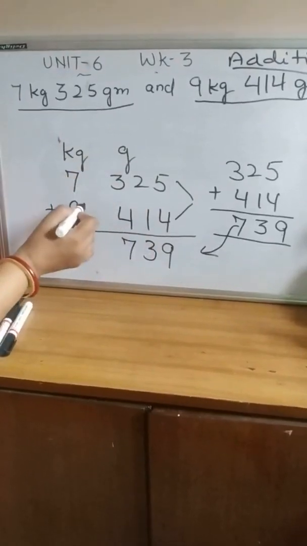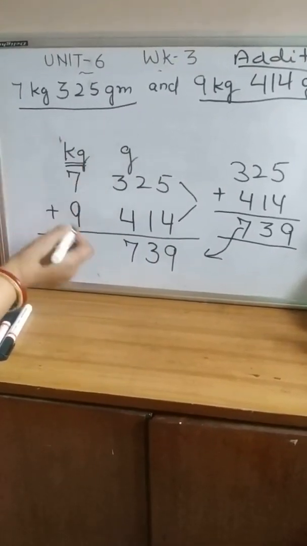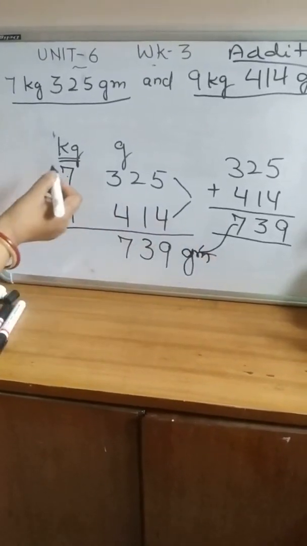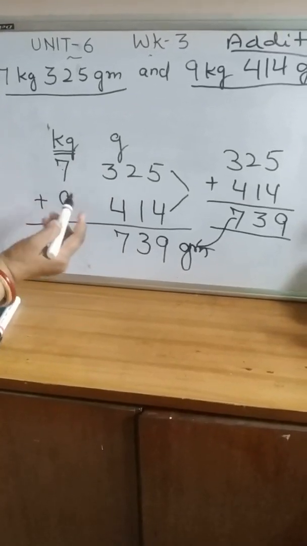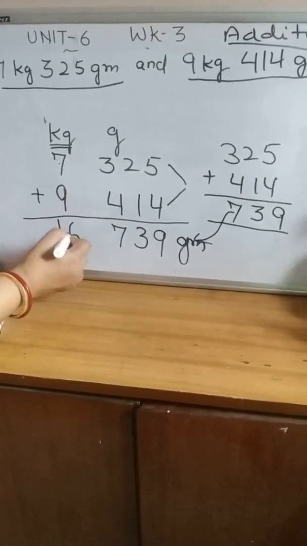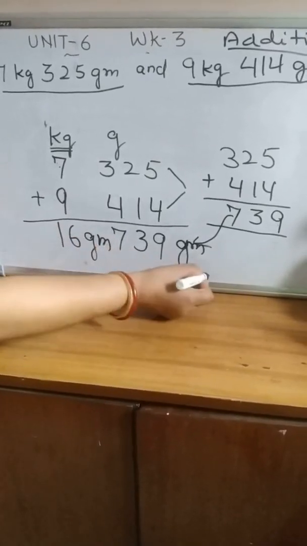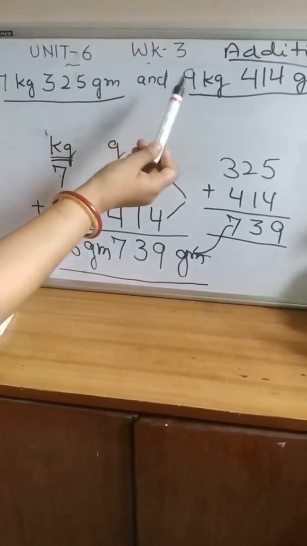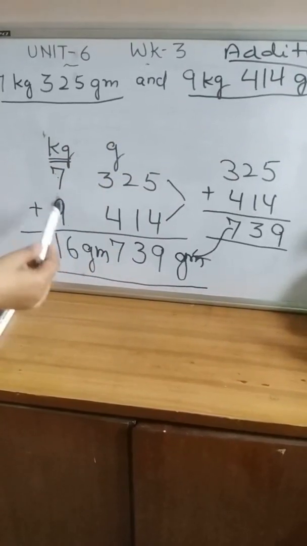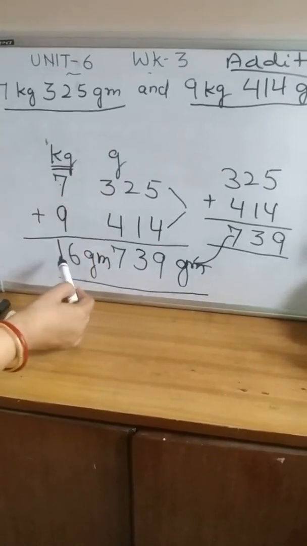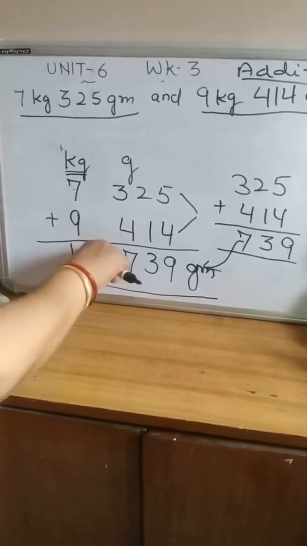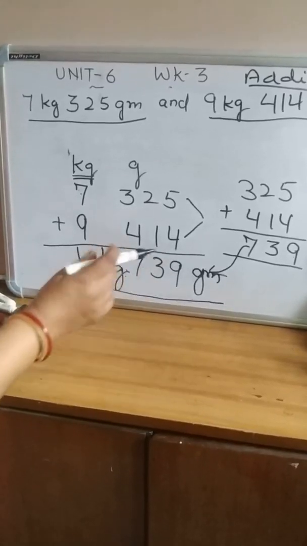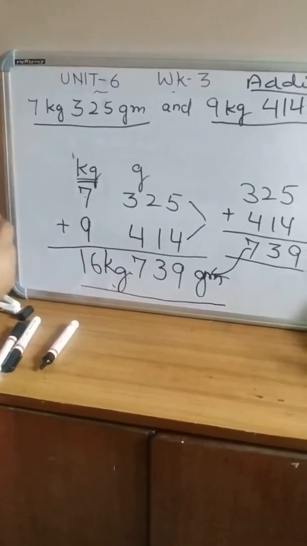Now we will add the next column, that is kilogram. So 7 plus 9, and 739 gram. Don't forget to put the unit. So now let us add the kilograms: 7 plus 9 is 16. So in this way we get the result after adding 7 kilogram 325 gram and 9 kilogram 414 gram. After addition, the result is 16 kilogram and 739 grams. Now let us take another example.